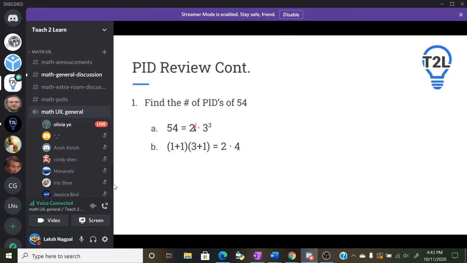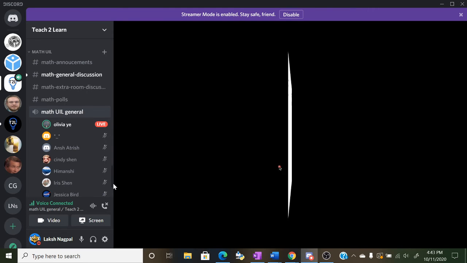Then you add 1 to each exponent. 2 has an exponent of 1 because 2 is just 2 to the first power. So then you do 1 plus 1, and that's one factor you multiply. And then with 3 cubed, the exponent is a 3, so you would add 1 to it, and then you multiply to get 2 times 4. Okay, I'm glad that makes more sense. Don't be afraid to stop me if it didn't make sense.